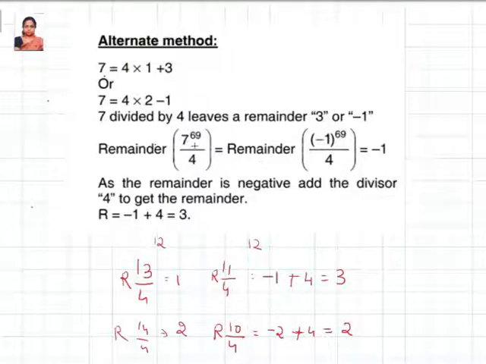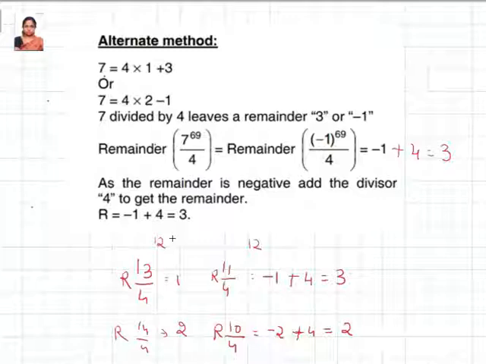Now the remainder theorem you're going to use. You have this as 7 to the power 69 by 4. You know that 8 is the exact multiple of 4 and 7 is 1 less than that. So it's going to be minus 1. So when you have minus 1 to the power 69, when you expand this, it is going to be minus 1, because the power is odd. Therefore, you are getting minus 1 as the answer. Then add your divisor to get the actual remainder, 3. That's what is done here.